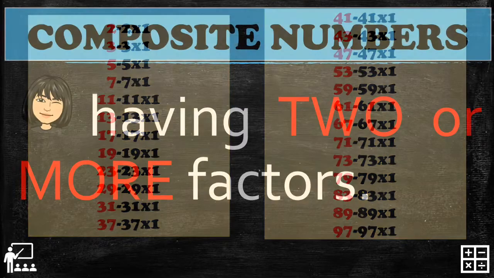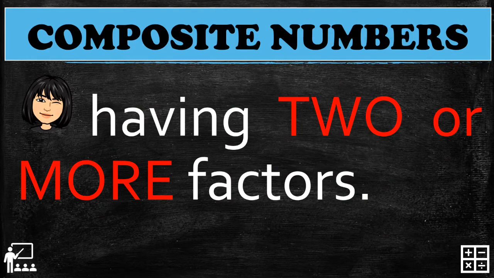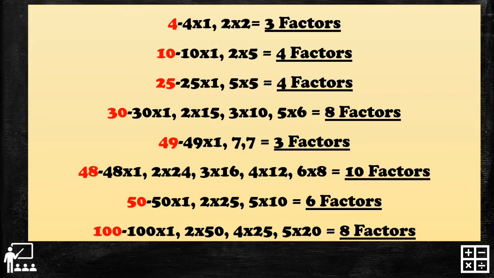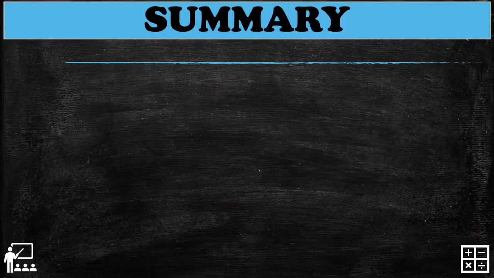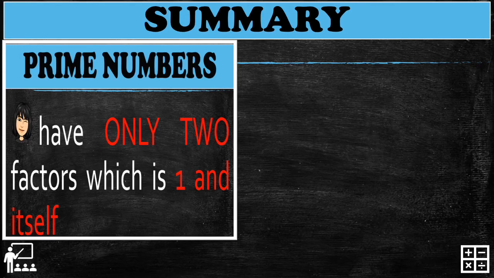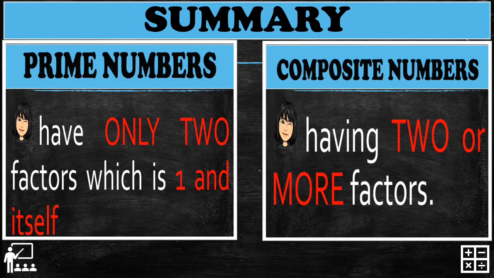Last is composite numbers. Composite numbers have 2 or more factors. I have here some examples of composite numbers. 4 has 3 factors. 10 has 4 factors. 30 has 8 factors. And 48 has 10 factors. 50 has 6 factors. And 100 has 8 factors. So composite numbers have 2 or more factors. So let's summarize. Prime numbers have only 2 factors, which are 1 and itself, while composite numbers have 2 or more factors.